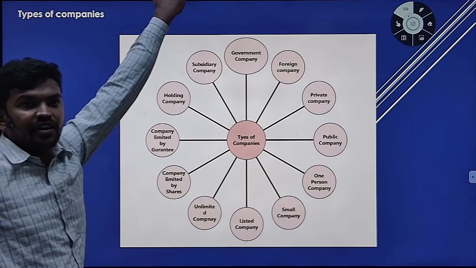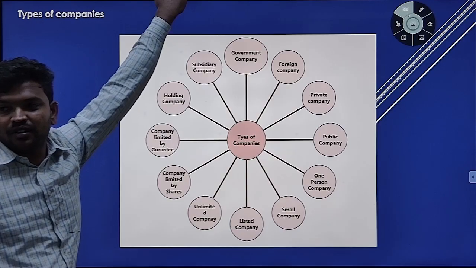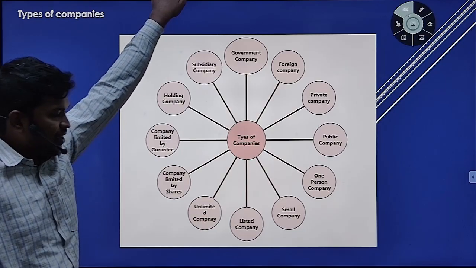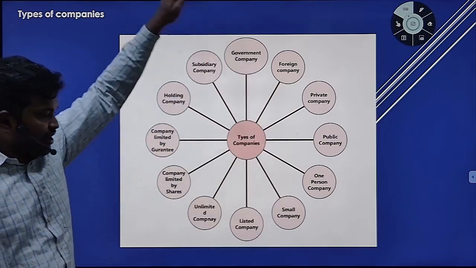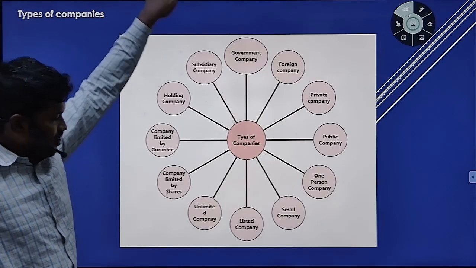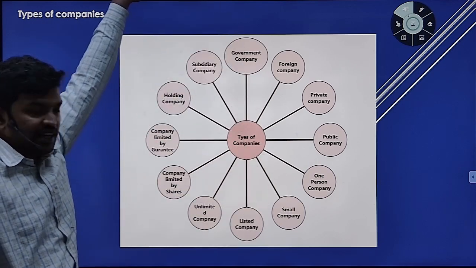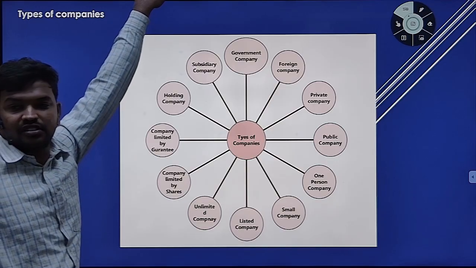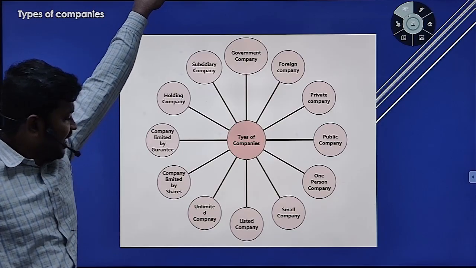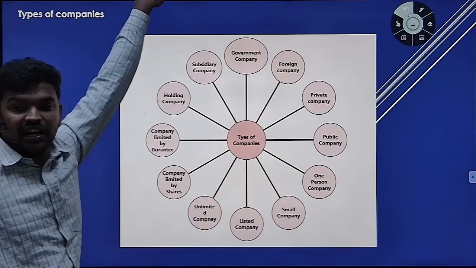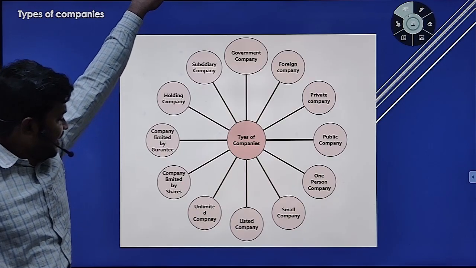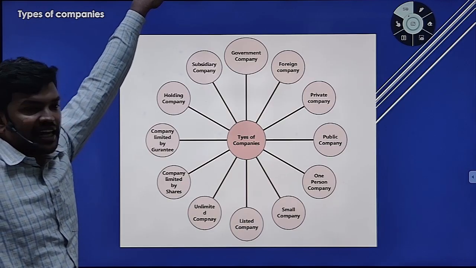वन पर्सन कंपनी, इवन वन पर्सन कैन स्टार्ट ए कंपनी ऑल्सो विथ लिमिटेड लाइबिलिटी. ओके, दैट ऑप्शन इज ऑल्सो अवेलेबल. स्मॉल कंपनी, based on the turnover limit you call it a small company. Okay, you need not know this, you can leave it. Listed company, unlisted company, listed in the stock exchange, not listed in the stock exchange. Okay, then unlimited company with unlimited liability also you can start the company. Okay, next, company limited by shares, company limited by guarantee.